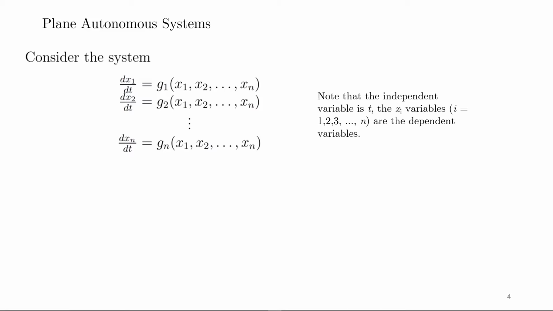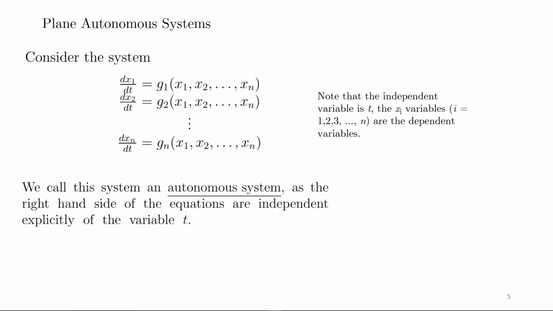We call this system an autonomous system because the right hand side of each equation is independent explicitly of the variable t. Of course, x1, x2 through to xn change as t changes, so they're implicitly functions of t, but t doesn't explicitly appear on the right hand side of the equations.